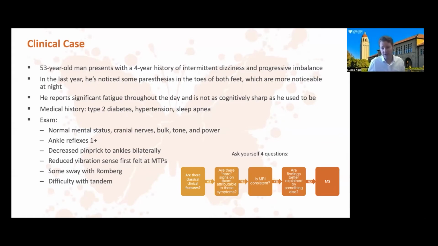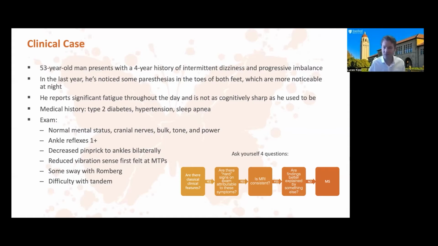But in that time, he's noticed that he's losing some sensation in his feet that is rising up in his feet. He's very fatigued, a common MS symptom. Maybe not as cognitively sharp as he used to be. Cognitive symptoms are really common in MS as well. He's got some vascular risk factors. And when you examine him, he doesn't actually have any objective central nervous system signs.